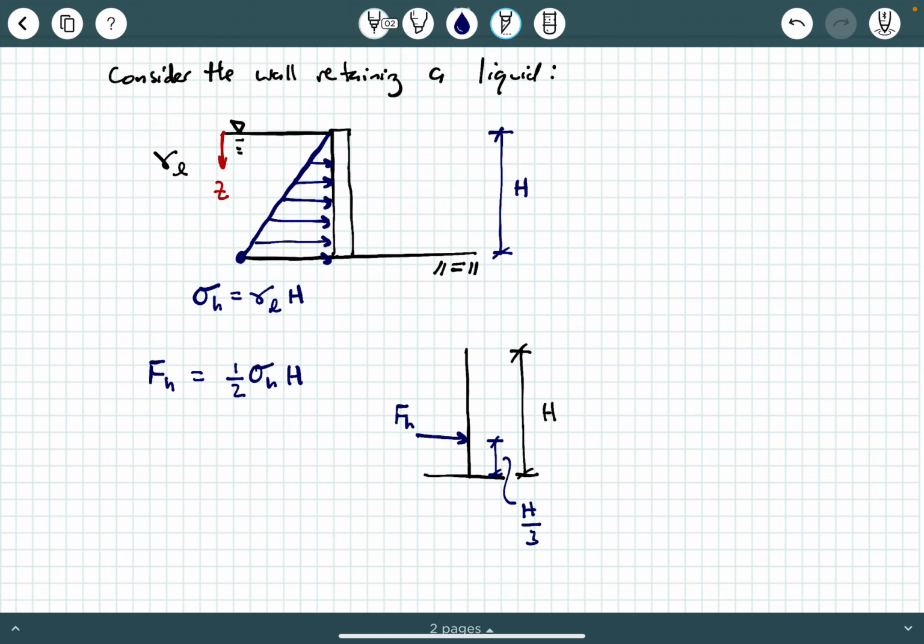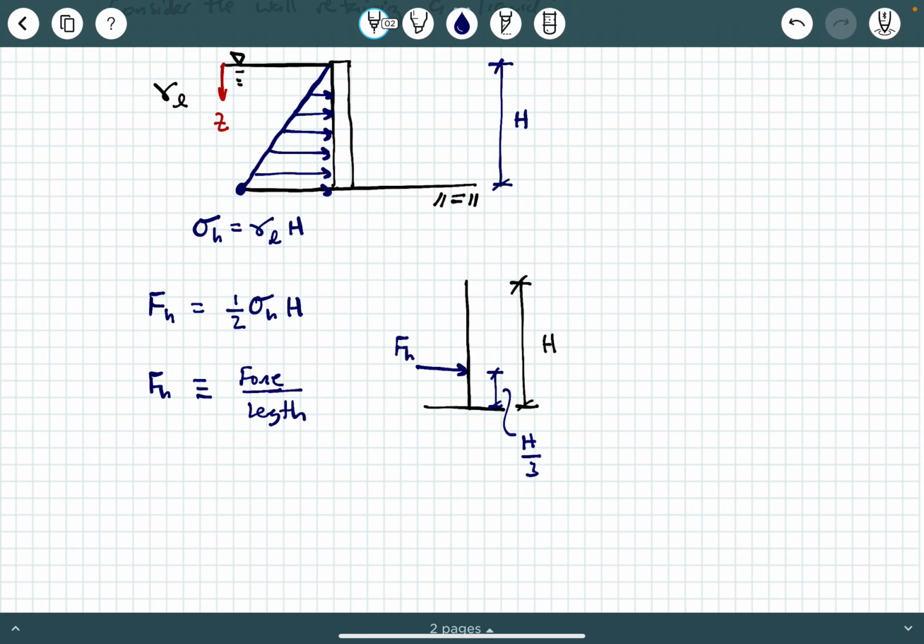Now, what are the units of this F sub h? Well, you can track the units, okay? If you have stress multiplied by a length dimension, you're going to end up having units of force per length of the wall, okay? Now, where is that per length? Well, this would be the per unit length coming out of the screen at you, okay?